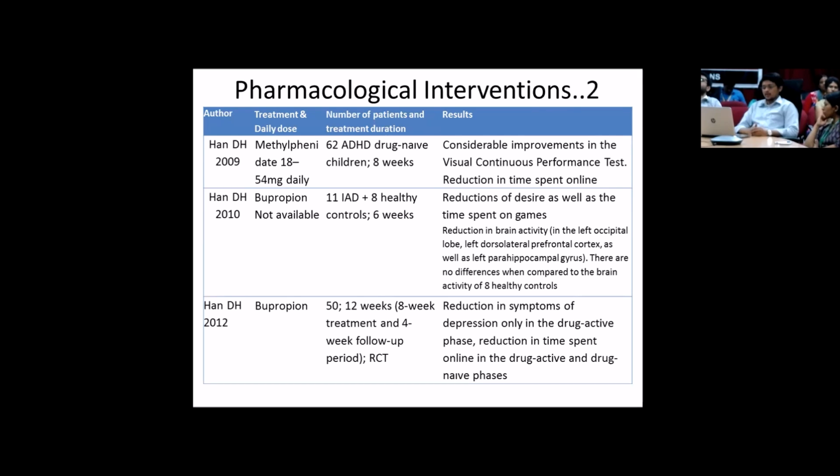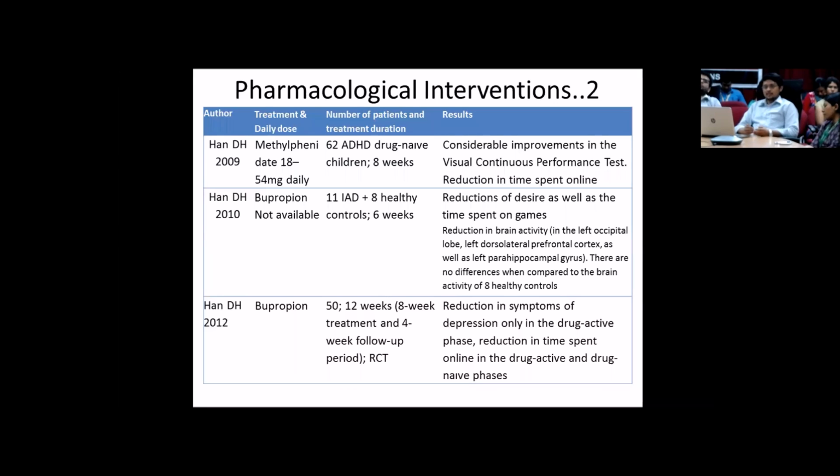Their study lasted for 8 weeks, and they found considerable improvement in neuropsychological functioning in the form of the continuous performance test, and also reduced time spent on the internet. They also did a pilot study on bupropion. They used 11 internet addiction individuals and 8 healthy controls, and used it as a measure to see if there is any change in brain activity.